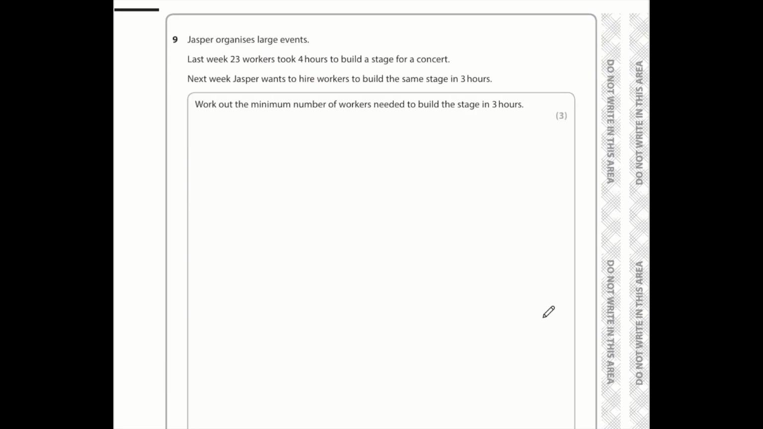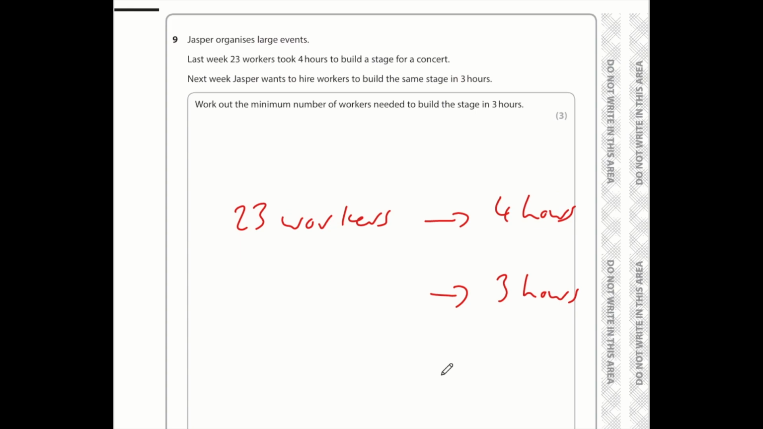Okay, question number 9. So we know that it takes 23 workers 4 hours. So how long is it going to take for 3 hours? Now if it was 8 hours, that would be twice as long. We need to be careful here. Let me just write this down, by the way. So if it was 8 hours, that's twice the time, so you'd be inclined to double the number of workers. But if it takes twice as long, you'd need half as many workers.